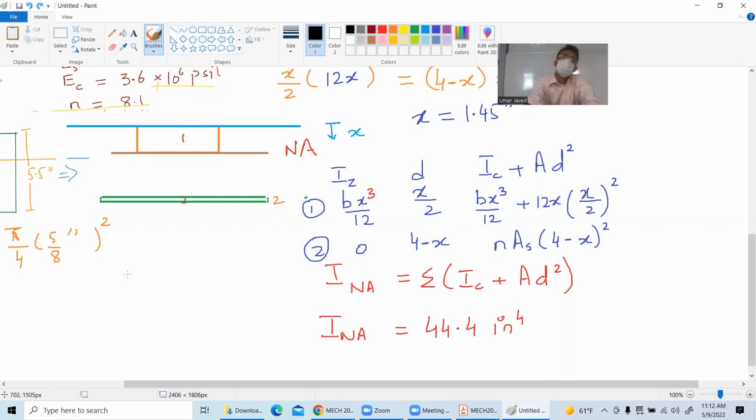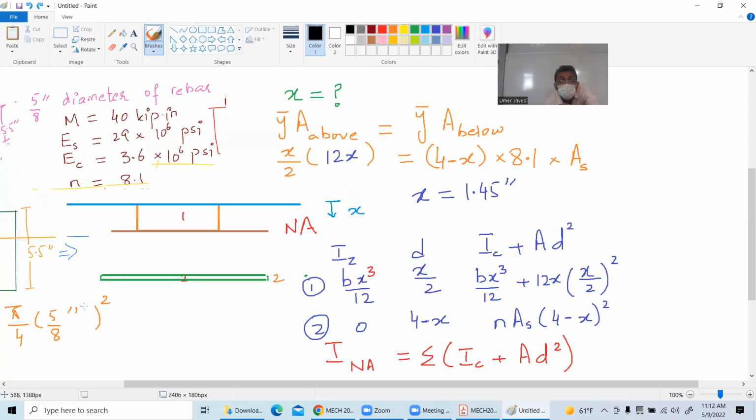I have one question. How did you find the area on the first part? I didn't understand the area part. Which area? The 12x, from the last equation? No, I get that part. The part on the other equation, the first one, when we wrote IC plus AD squared. That 12x next to x over 2 squared. AD squared is whether. Here? Yeah, how do we find that? This 12x.